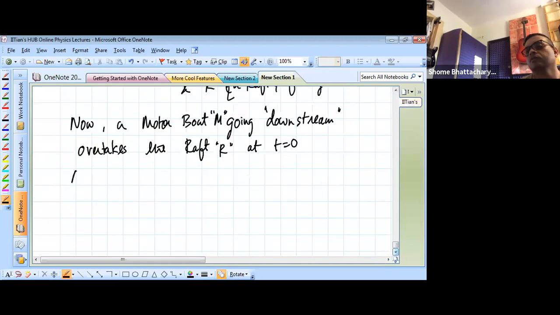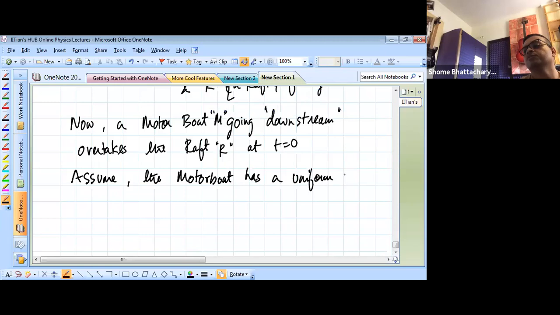Now, assume the motorboat has a uniform speed with respect to water of 5 meters per second.